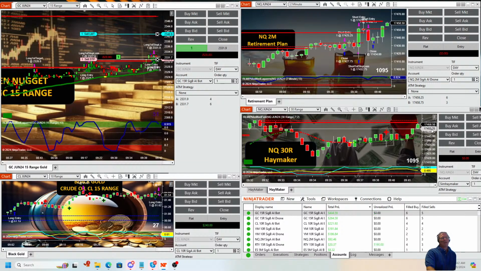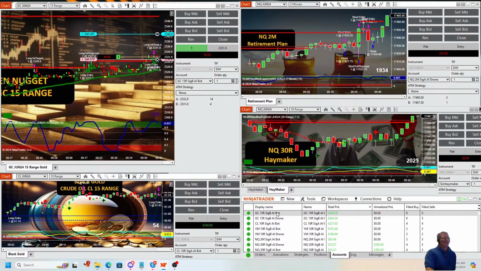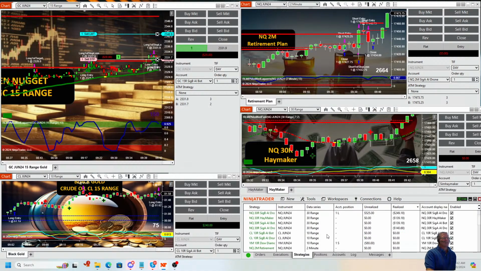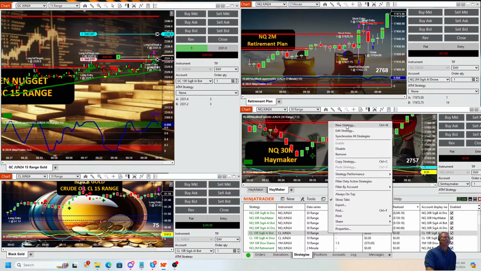And that data becomes very valuable information when we're optimizing our inputs in our strategy. So if I wanted to duplicate that without removing it from my SIM account, what I would need to do is go to my Strategies tab of my workspace, and I'm going to right-click and create a new strategy.